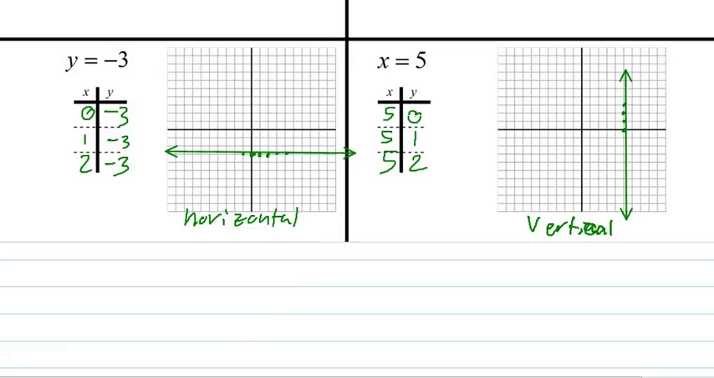So let me have you try one, and then we'll end this video. So try X equals 2. What would that look like? And then try Y equals 4. What would that look like? Okay, so hit pause and give them a shot.